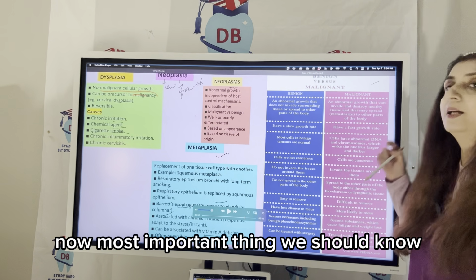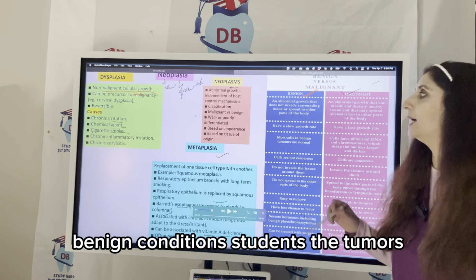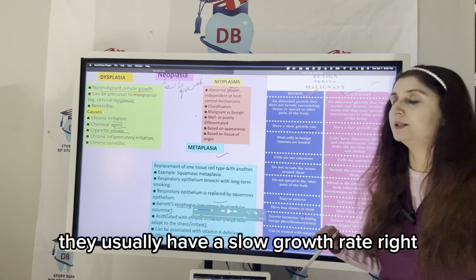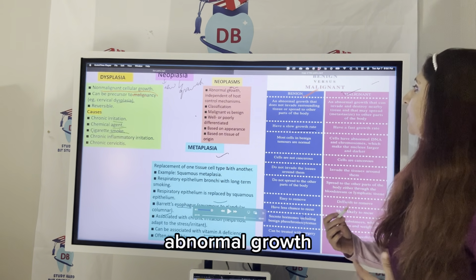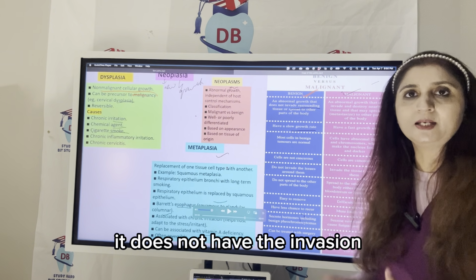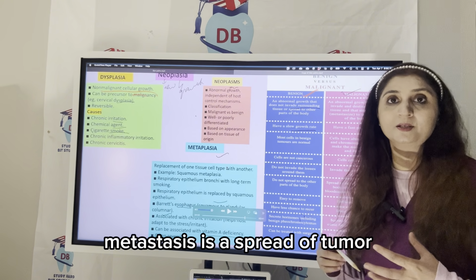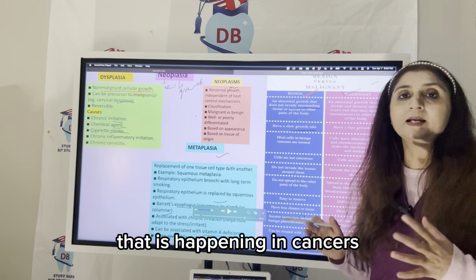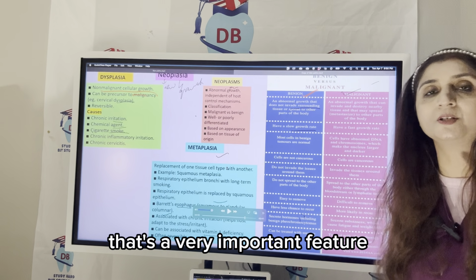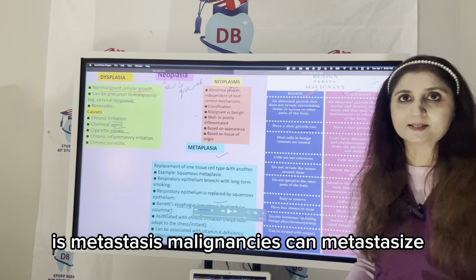Now, the most important thing, we should know the difference between the malignant and the benign conditions. Benign tumors, students, usually have a slow growth rate, right? They are less destructive. Abnormal growth that does not invade the surrounding tissue. It does not have invasion, it does not have metastasis. Metastasis is a spread of tumor to different parts of the body. That is happening in cancers. In malignancy, we have metastasis. That's a very important feature that differentiates a malignancy from a benign condition.